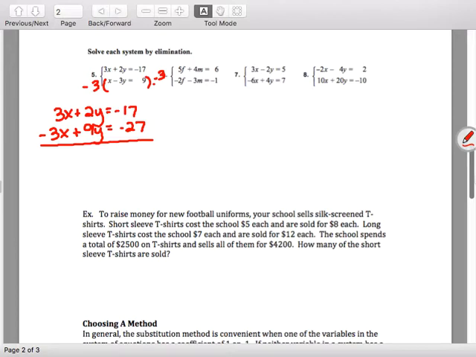I just chose x at random. And so if I have 3x, I can multiply the bottom one by -3x. So when I add these, I eliminate the x. All right, so I get 11y equals -44. Divide by 11, and y is -4.